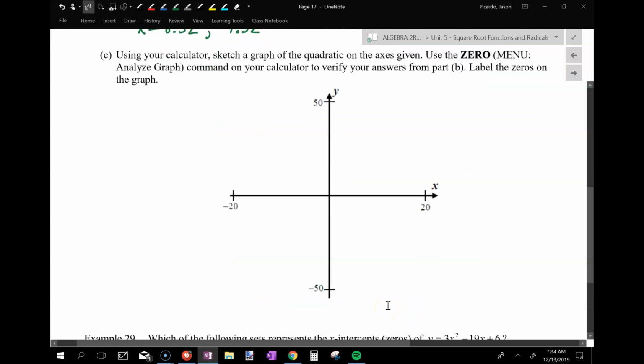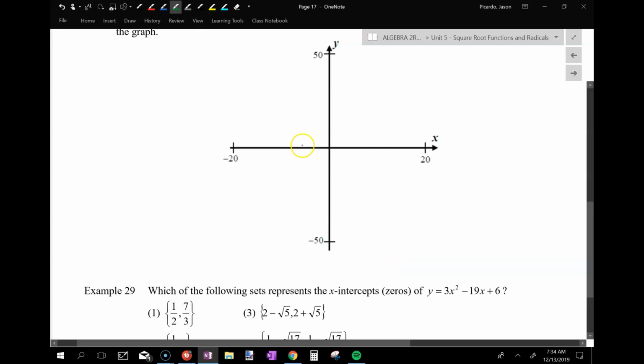All right, so guys, on my graph, these two things go on my x-axis, right? So I have negative 4.32 and I have 8.32. So I got my 2 points.